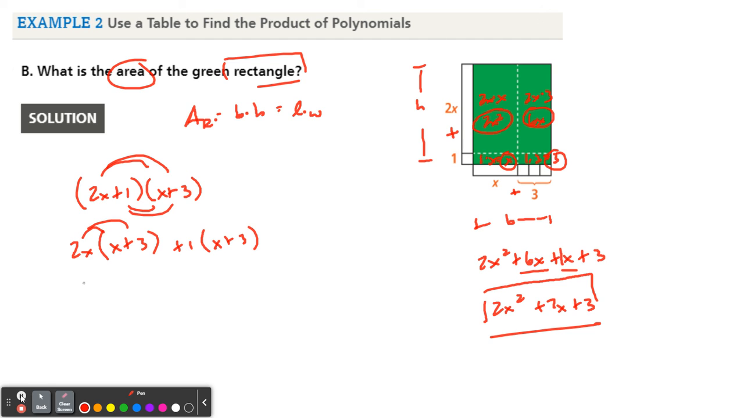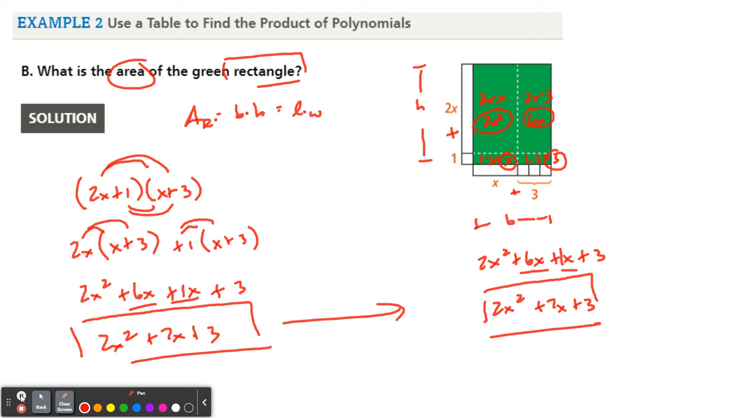And now again, we distribute the 2x. 2x times x is 2x squared. Remember, x times x, add the exponents. 2x times 3 is positive 6x. The x just comes along. Over here, distribute the 1 to the x and 3. 1 times x is just 1x. 1 times 3 is not 4. You're not adding, you're multiplying. 1 times 3 stays 3. Again, you have your 2x squared, your 6x and your 1x becomes 7x, and you have your plus 3. Same answer as over there.